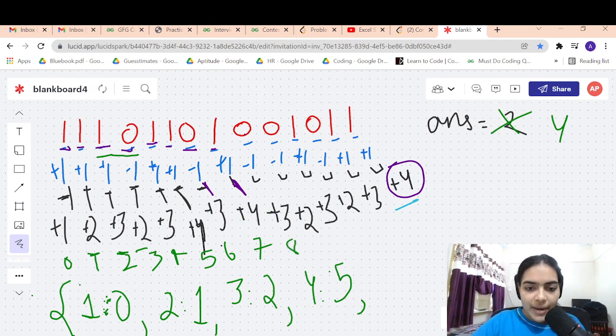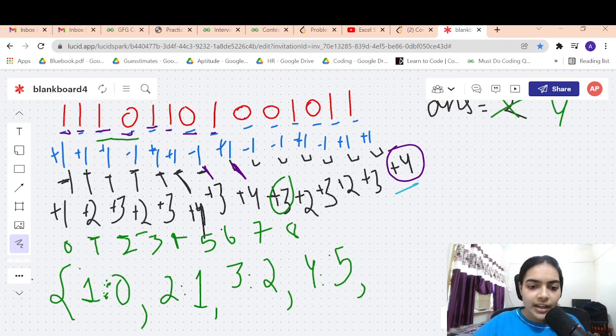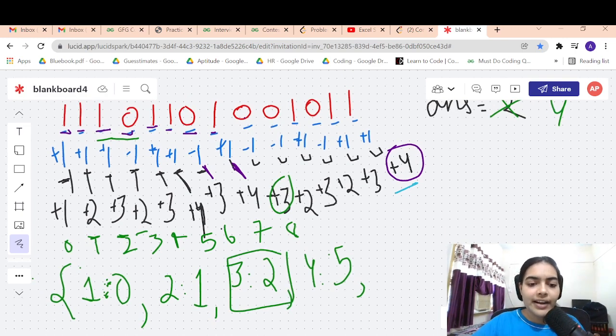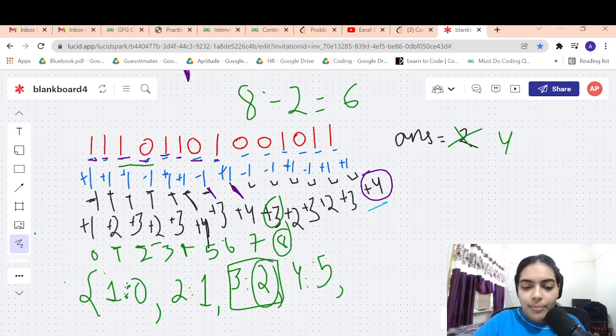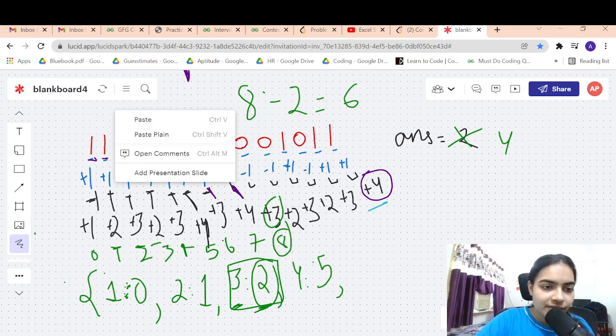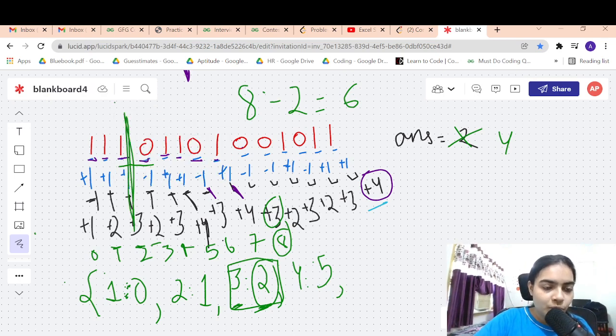Okay. Now I am at the 8th index. I see a plus 3. I already had a plus 3 at the 2nd index, right? So I will check 8 minus 2. 8 minus 2 is equal to 6. 8 is my current index. 2 is the index from the map, which is the leftmost index at which I saw 3.